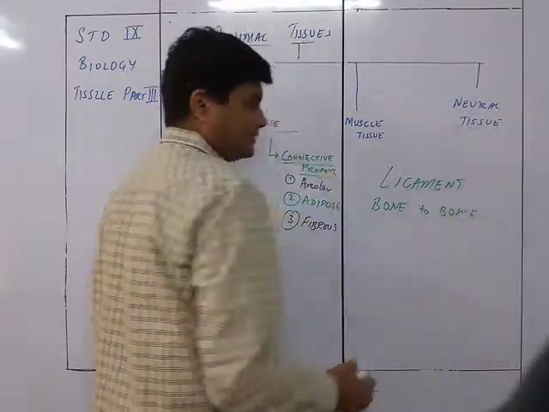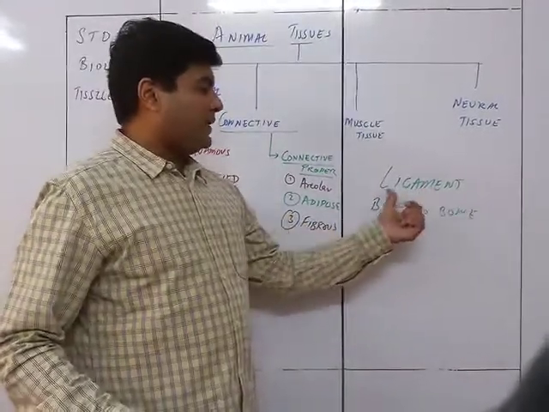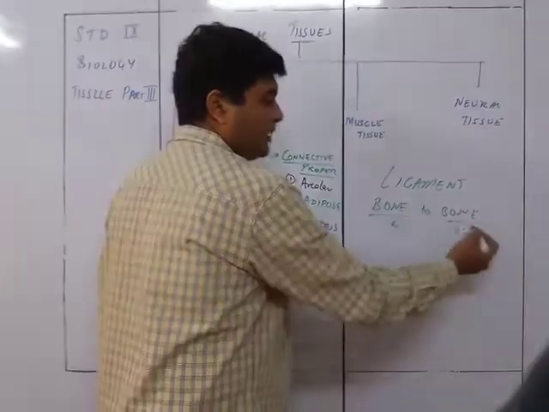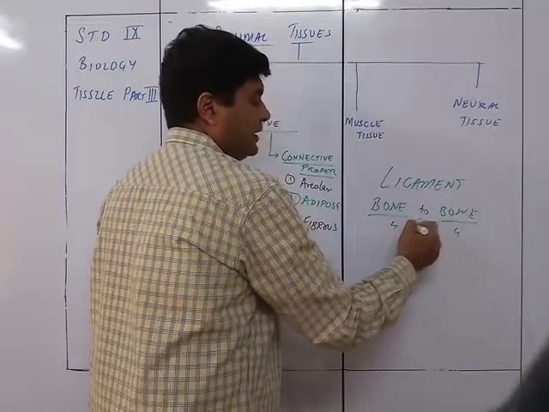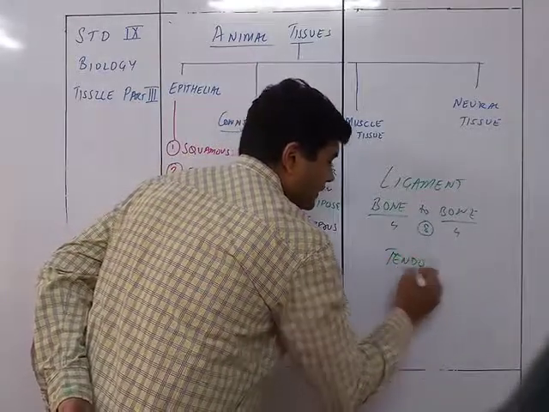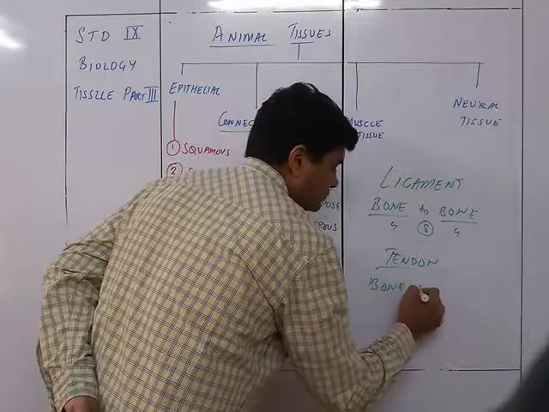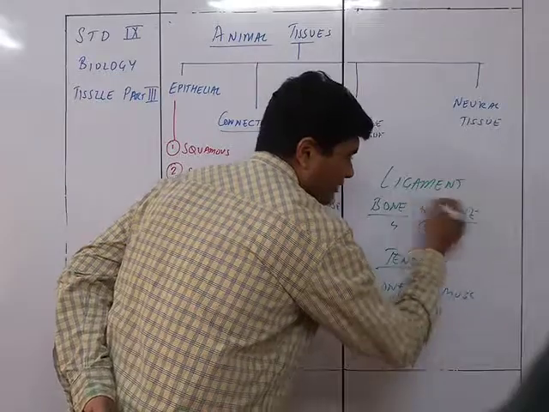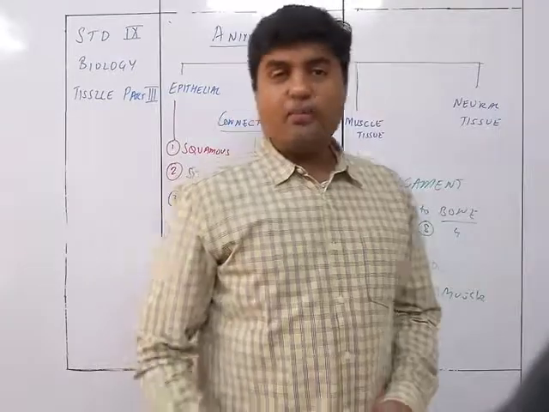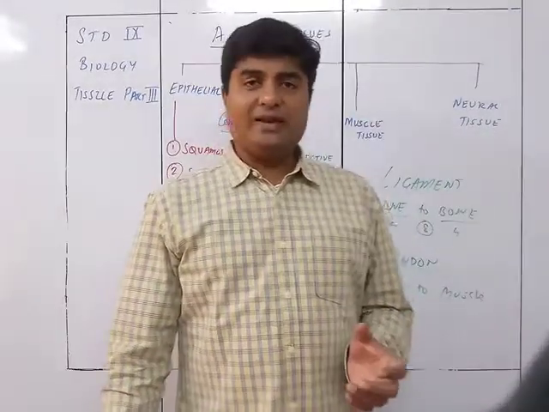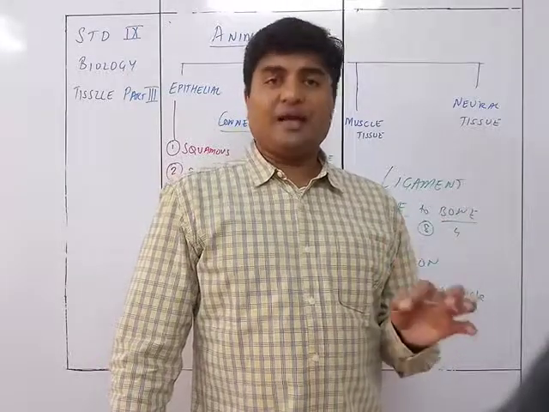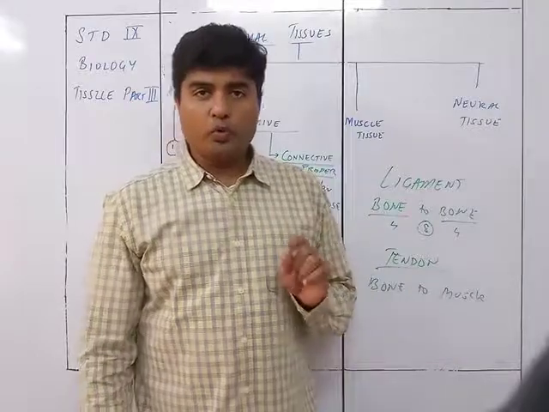Now how do you remember this? Ligament is an 8-letter word. Bone is a 4-letter word, so 4 plus 4 is 8. Hence ligament is bone to bone. Whereas tendon is bone to muscle. You can always remember this directly because once you know one, the other is automatically known. When the bones are connected to the muscle, it is done with the help of tendons. And when the bone is connected to another bone, it is done with the help of ligaments. So ligament is bone to bone connection.